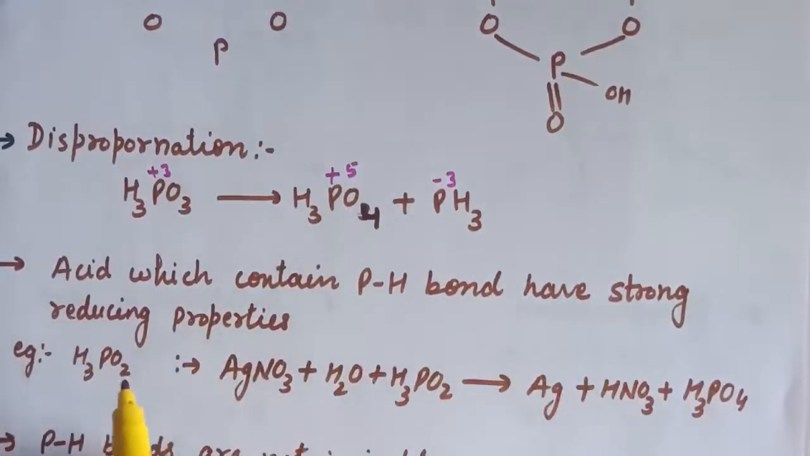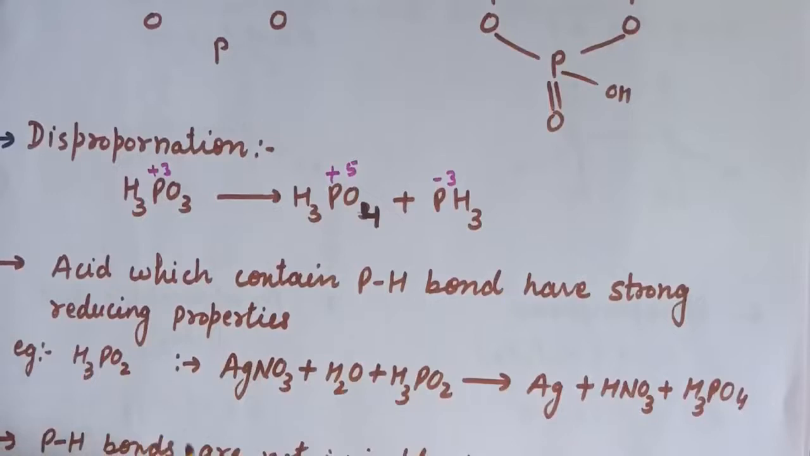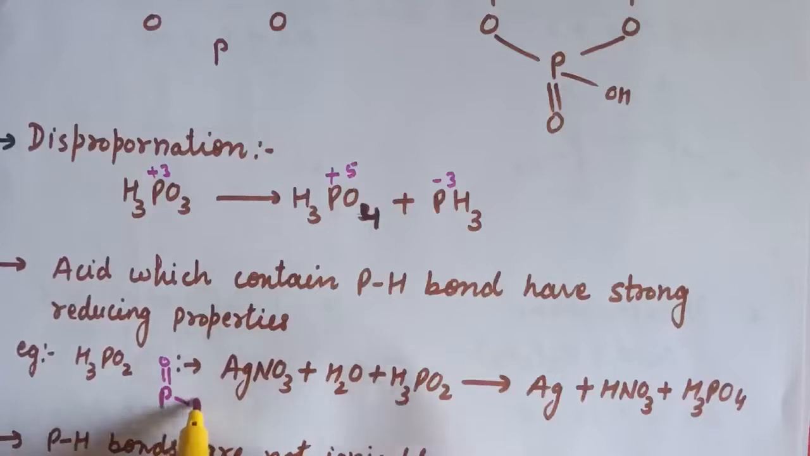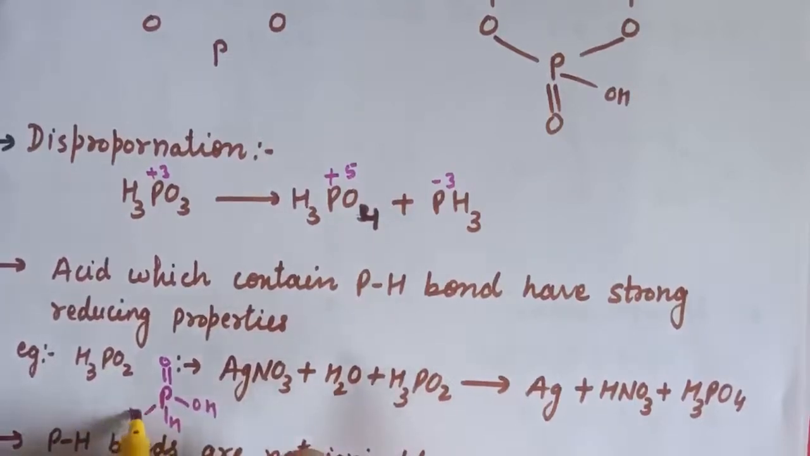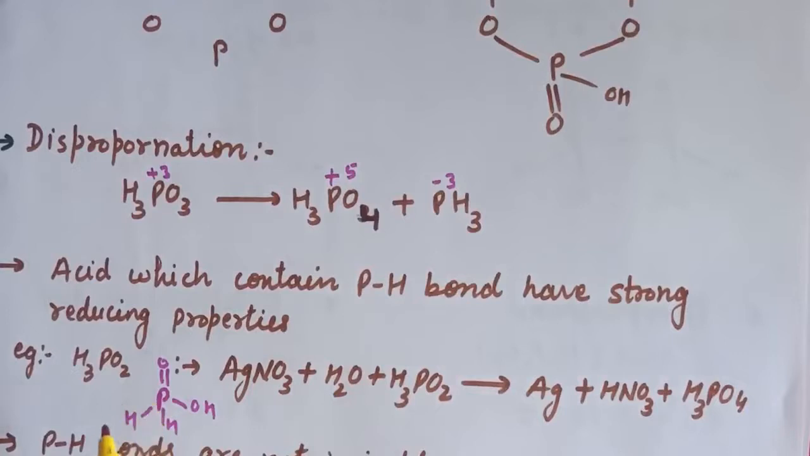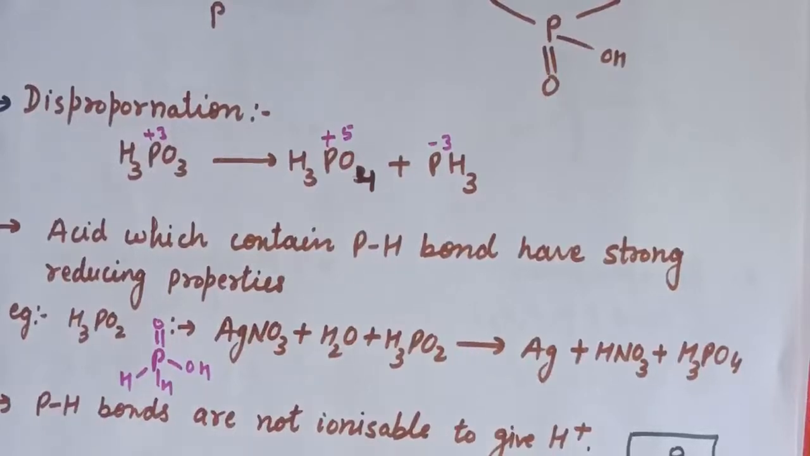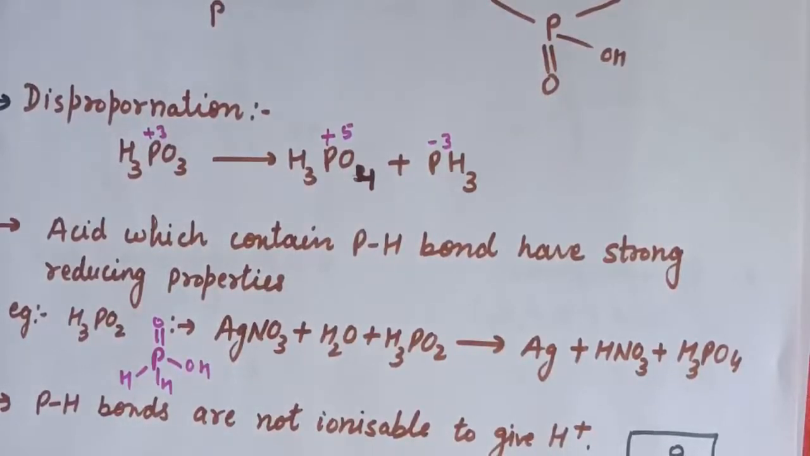For example, H3PO2. In H3PO2, if we draw the structure of the oxoacid, it will be P double bond O, one OH bond, and here we have 2 P-H bonds. Due to the presence of these 2 P-H bonds, it shows reducing property. That is, if we treat our H3PO2 with AgNO3, it will reduce Ag and convert itself to H3PO4. Similarly, we can comment on the reducing nature of H3PO3. In H3PO3 we have 1 P-H bond, so that can also be used for reducing purposes.